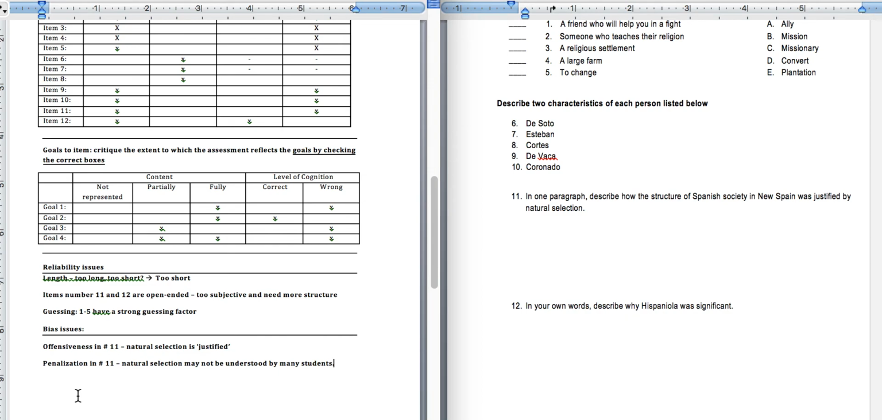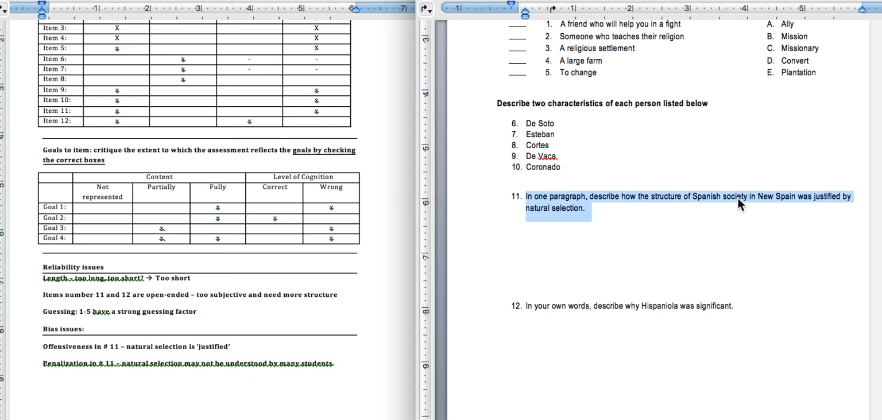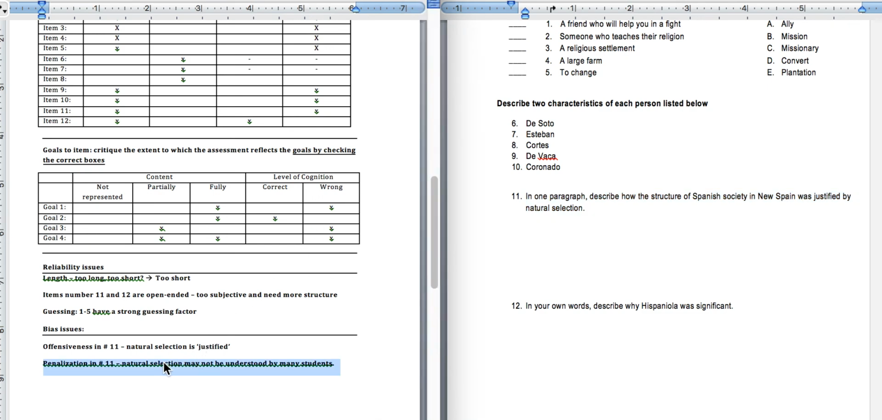Throwing ideas like that into a question that isn't really about that, unless that was the point of what you talked about, but it's not in the material, so I don't know why you would, and it's kind of offensive, so I don't know why you would. You will penalize students who don't know what it is. In other words, they might know everything about Spanish society and what caused it, but they may not be able to answer your question because they don't know what natural selection is.